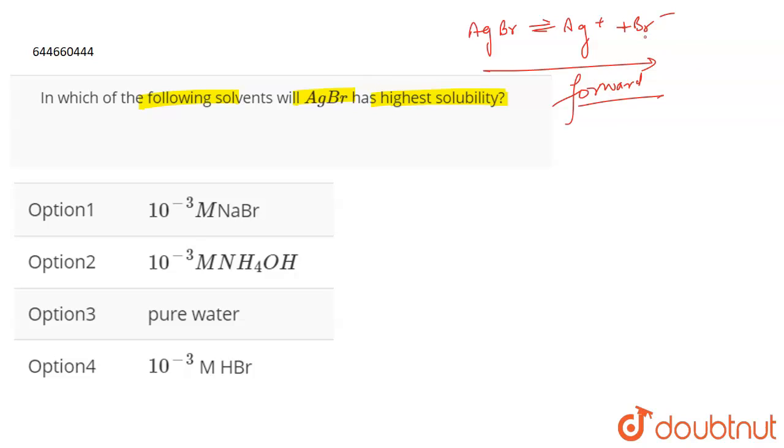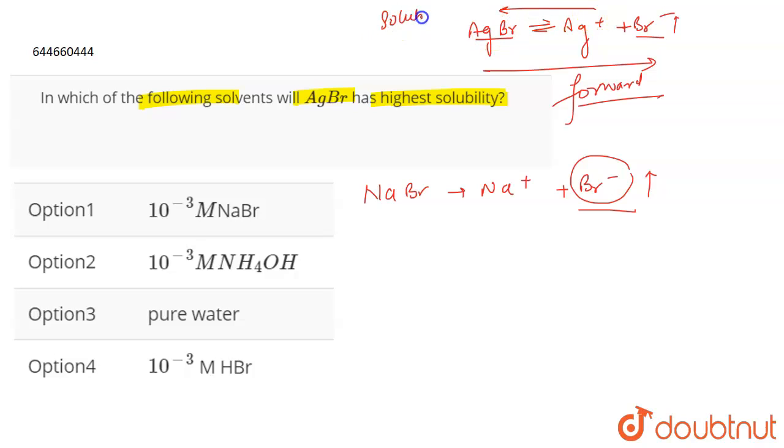Right, it should go into the forward direction if it is highly soluble, because it is going to dissociate more. If I talk about the first case, which is NaBr, here NaBr dissociates to give Na plus and Br negative. So what happens here is that the concentration of Br negative increases due to the common ion effect. Now AgBr also gives Br negative, NaBr also gives Br negative, so the concentration of Br negative is going to increase. So in order to counter the change, as per the Le Chatelier principle, the reaction is going to become backward, and in the backward direction, the solubility is going to decrease.